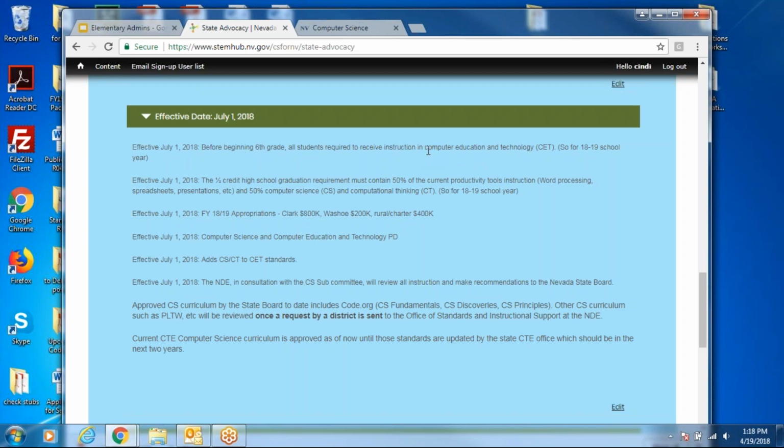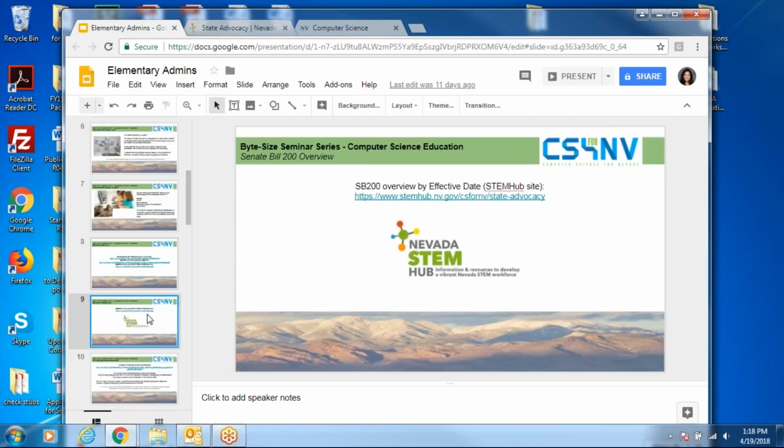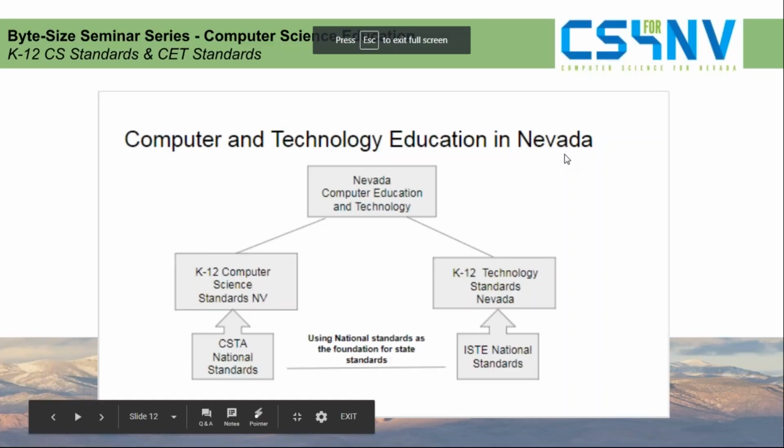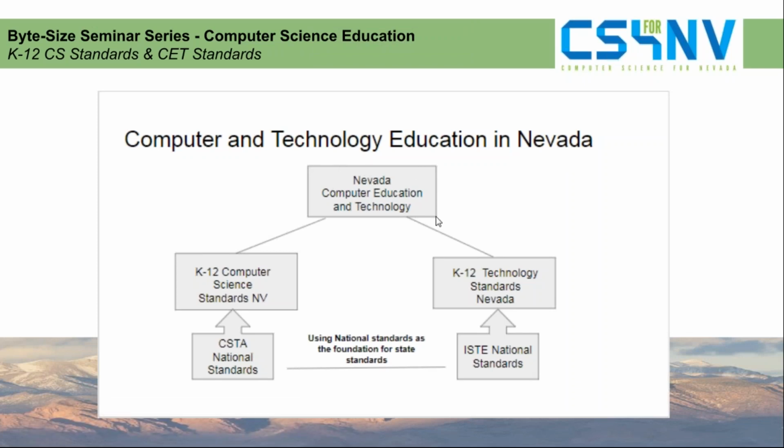What I want to talk about is this portion, computer education and technology. And I'm going to show you a slide, hopefully here, that can make some sense of that. Yeah, there it is. Okay. So when in the bill, you see that it talks about computer education and technology. It's talking about this right here.